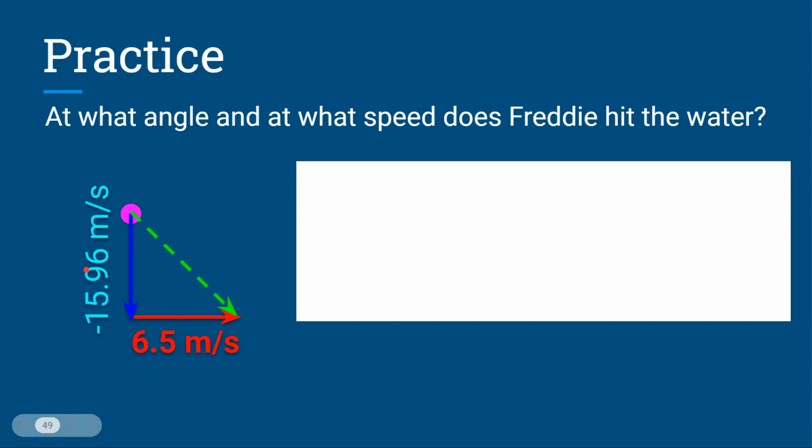Now that I know his final vertical and his final horizontal velocity, I can find that resultant, and I'm going to do it by Pythagorean theorem. We talked about this yesterday. We didn't actually do it, but we talked about it at the end of yesterday's notes. So now we're going to do it.